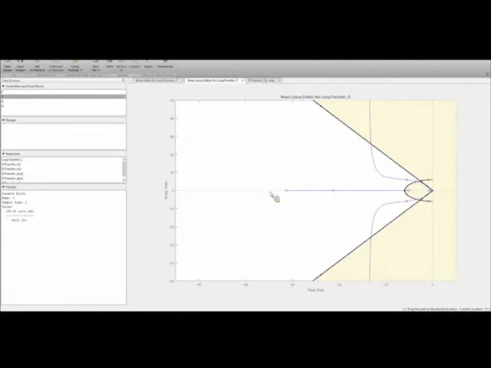Yes? So for a lead controller, is that design change pretty much strictly virtual, like changing code? Yeah, we'll be changing code.